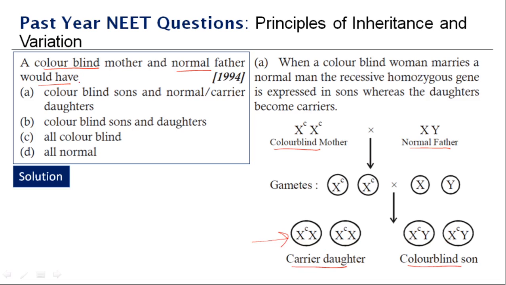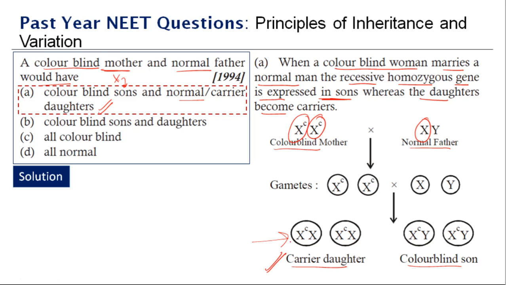So a color-blind mother and normal father would have color-blind sons and normal carrier daughters, because the mother is color-blind. So definitely the mother will give her X chromosome to the sons. So the sons will be color-blind and the daughters will be carriers. When a color-blind woman marries a normal man, the recessive homozygous gene is expressed in sons. Whereas the daughters become carriers, because they take definitely the normal X from the father, but they also take this one, and that is why they are carriers. So this is an important concept that you should know. So the right answer is A.